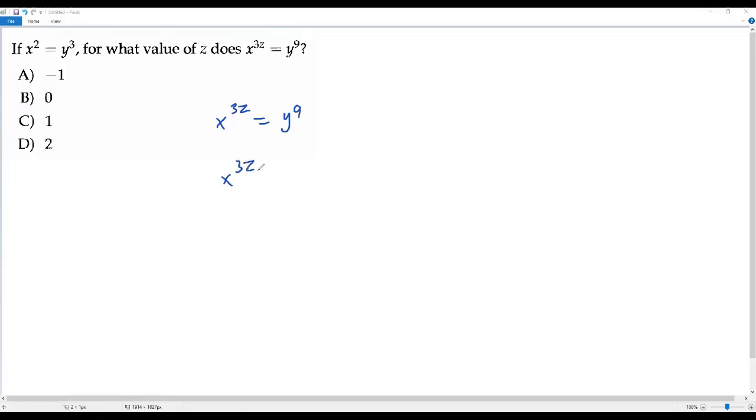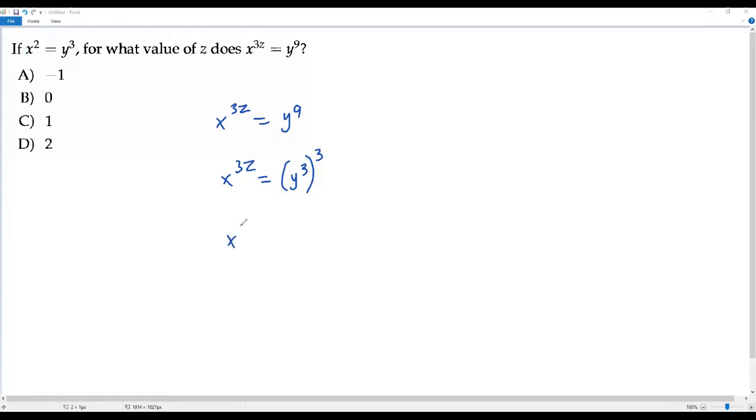Now x to the power of 3z equals y to the power of 9, and this y to the power of 9 can be written as y to the 3rd power, whole to the power of 3. Whenever we have two exponents like this, we can multiply these two exponents. When I multiply this exponent 3 and this exponent 3, that is equal to 9. So we can multiply these two exponents using the power of a power rule. So y to the 9th power can be written as y raised to the 3rd power, whole to the power of 3. And from the first equation, we know that x squared equals y cubed. So we can plug in this x squared for this y cubed.